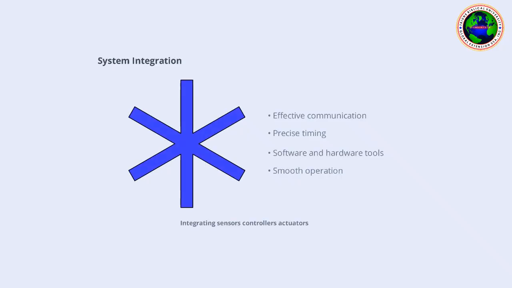Integrating sensors, controllers, actuators, and the plant into a single system requires careful design. Each component must communicate effectively, and the timing of signals is critical. Engineers use software and hardware tools to ensure seamless integration, allowing the control system to function smoothly and reliably.